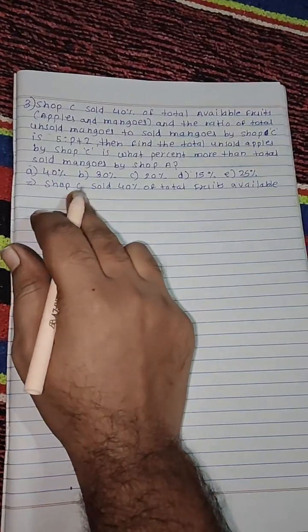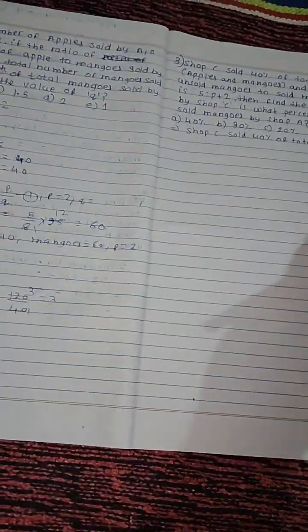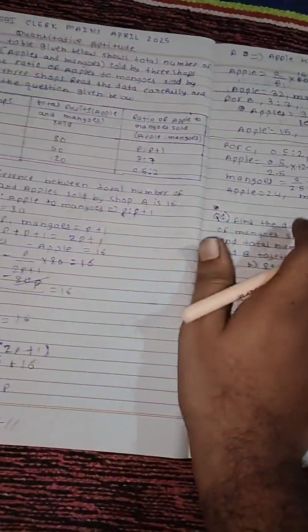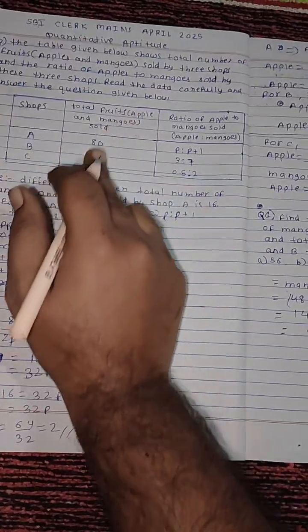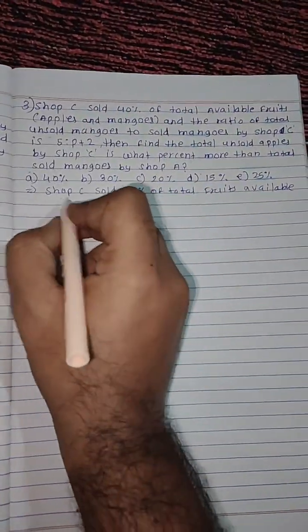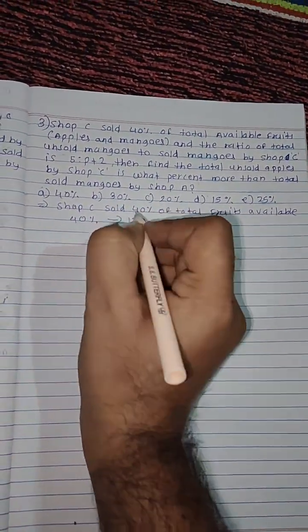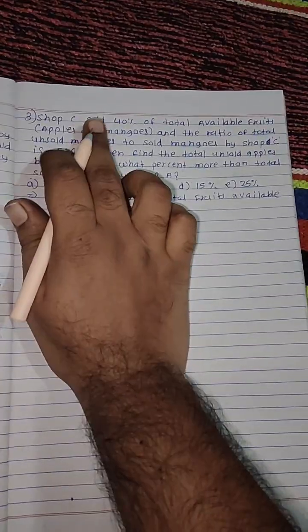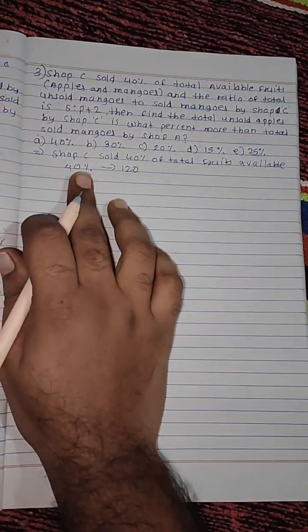Means it is sold only 40% of total fruits available. And shop C sold how much? Shop C sold 120. So shop C has sold total fruits is 120. So shop C sold 40%, means 120. In the question they have mentioned shop C sold 40% of the total fruits available, and shop C has sold 120. So 40% means 120.